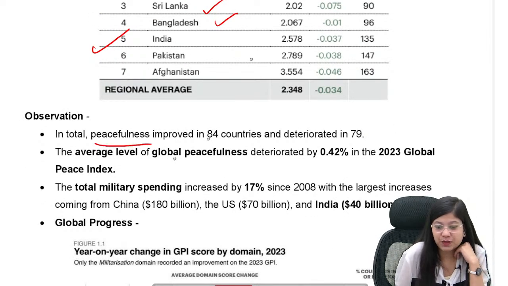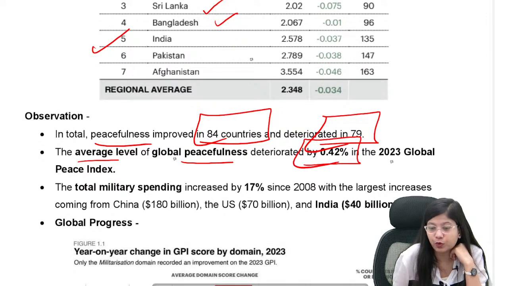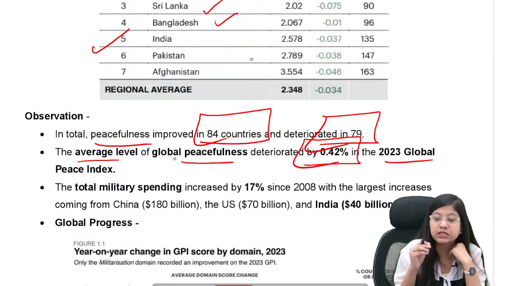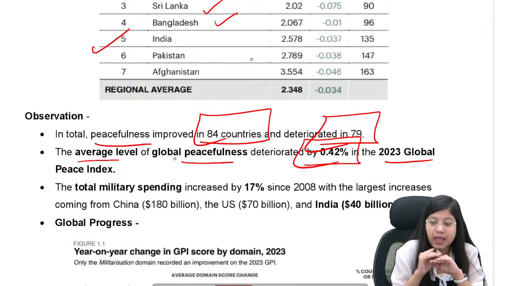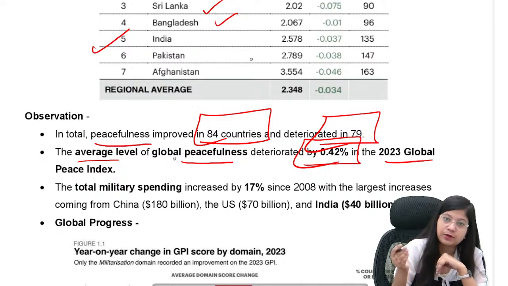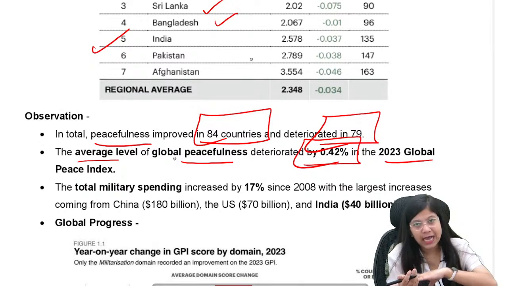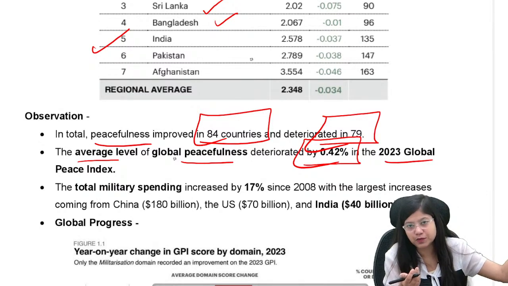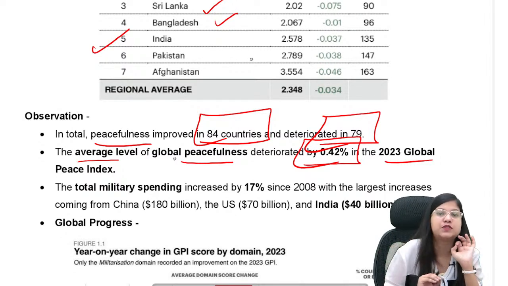In total, peacefulness improved in 84 countries and deteriorated in 79 countries. The average level of global peacefulness deteriorated by 0.42% in the 2023 index. That means the average level of peacefulness has reduced by 0.42%. That means people are not feeling as peaceful as they were in the previous edition. So there is a slight decline in peacefulness.